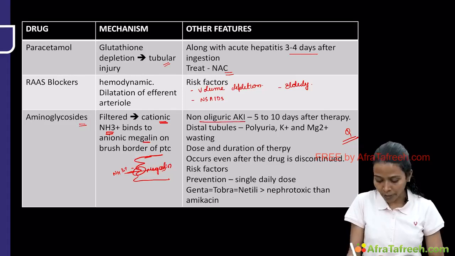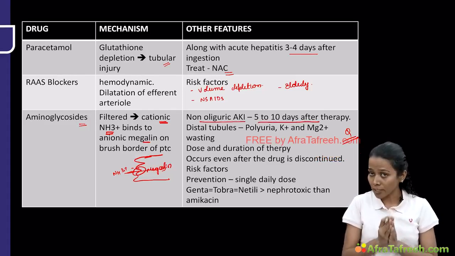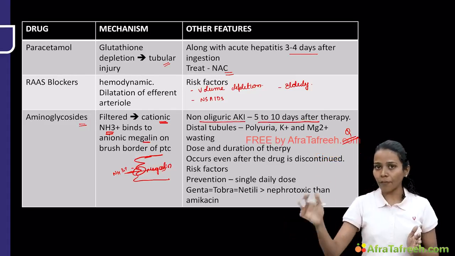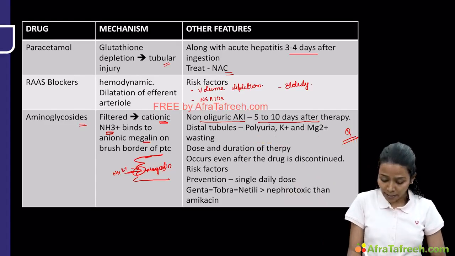Generally, you see a non-oliguric AKI, which is generally seen 5 to 10 days after therapy. Okay, it is not seen immediately. You give therapy for 5 to 10 days, and after that you see it, and urine output is maintained. Generally, the distal tubules are affected.